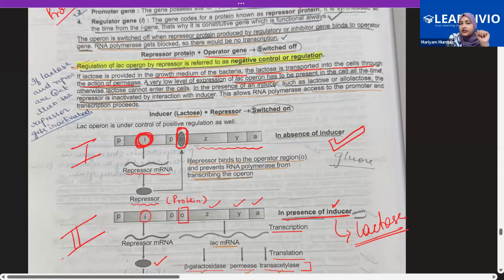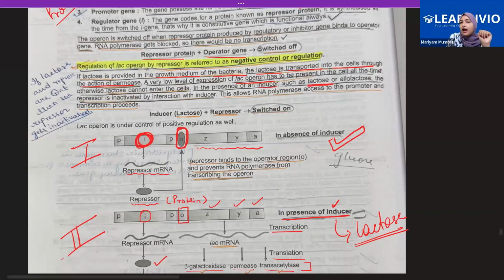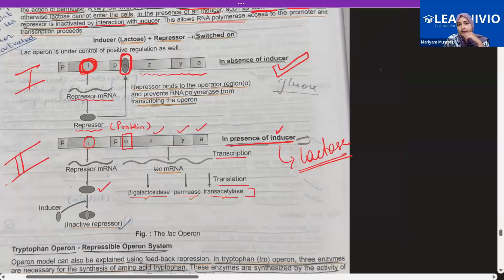Now, when the inducer is present, such as if the lactose is present in the medium, or you add allolactose, which is just like a form of lactose, then what happens? The repressor is getting inactivated by the interaction with the inducer. Inducer means the lactose or the allolactose, as a result of which the RNA polymerase binds to the promoter and the transcription happens.